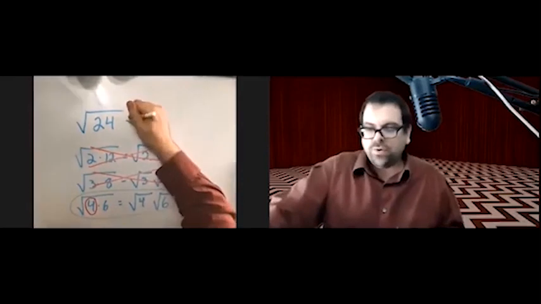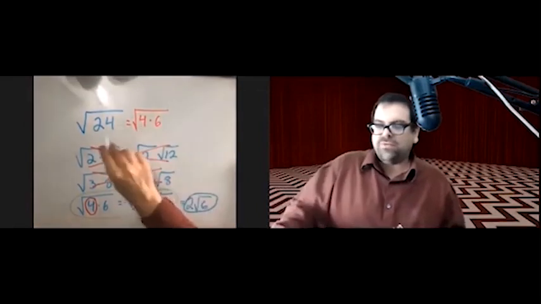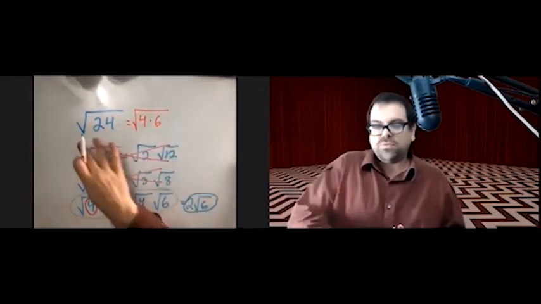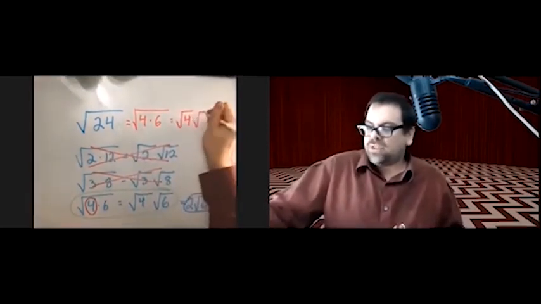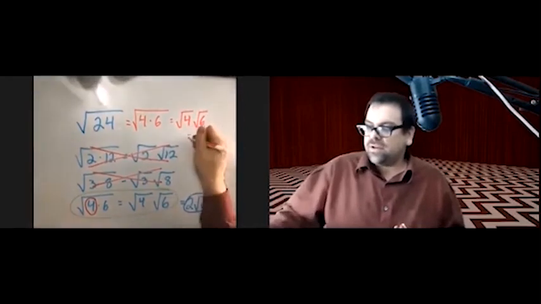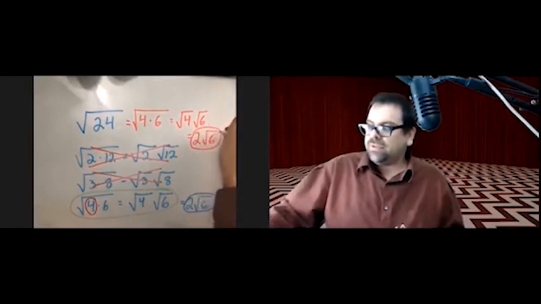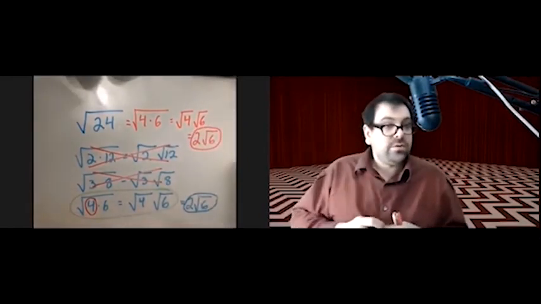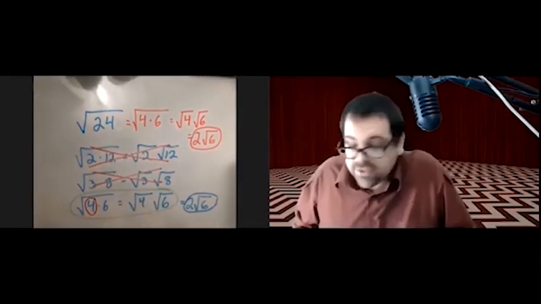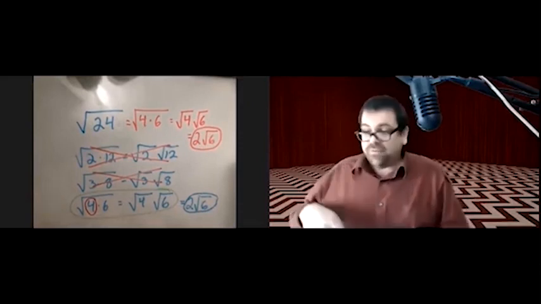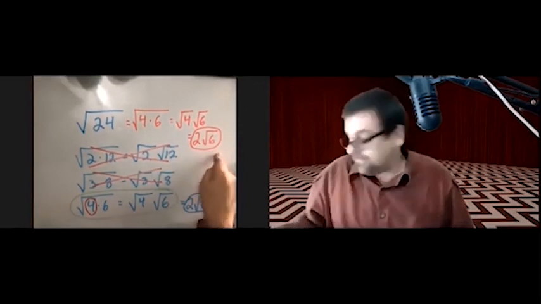Since 24 has a perfect square factor of 4, we can rewrite 24 as 4 times 6, which means the square root of 24 is the square root of 4 times the square root of 6, and the square root of 4 is 2. This is how we simplify a radical. If a number under a radical doesn't have a perfect square factor, then it can't be simplified. But if it does, then it can and must be simplified.